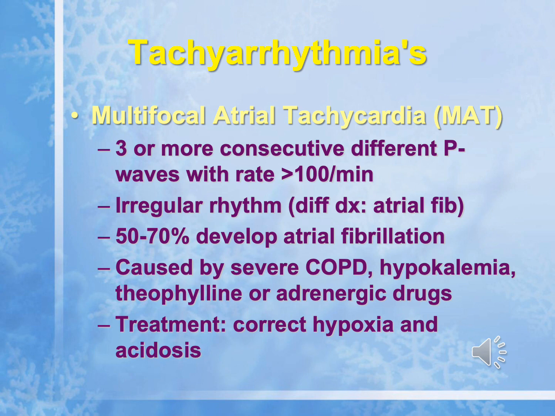Another special consideration of supraventricular tachyarrhythmias is the presence of multifocal atrial tachycardia. This can be diagnosed on the electrocardiogram by identification of 3 or more consecutive different P waves with a resultant rate of greater than 100 per minute. It produces an irregular rhythm that has to be differentiated from atrial fibrillation, and 50 to 70% of these patients do develop atrial fibrillation. The primary importance of this arrhythmia is that it is an indication of severe chronic obstructive pulmonary disease or hypokalemia as the primary etiology, and it's associated with respiratory acidosis, and the treatment is to correct the hypoxia and acidosis.